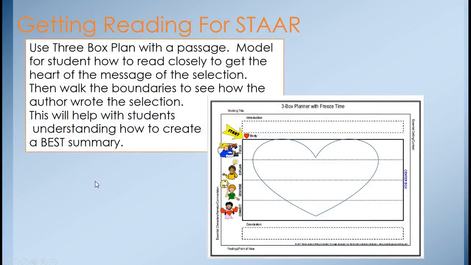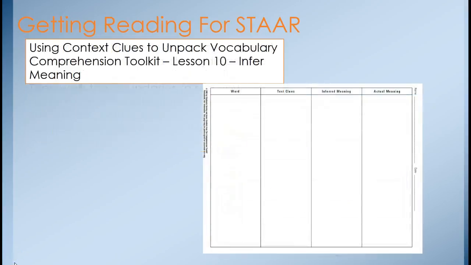So using the three-box plan with the passage is a great way to get them to slow down and read it and try to figure out what's the heart of this. Because we always ask, what is the author's purpose in writing this? So walking the boundaries and doing this will help them create a best summary. And that is one of the things they have such a hard time with. I really suggest that this is a great activity to do with kids.